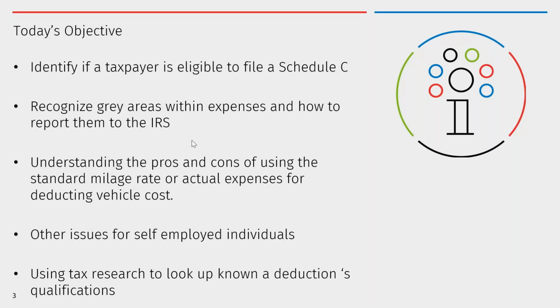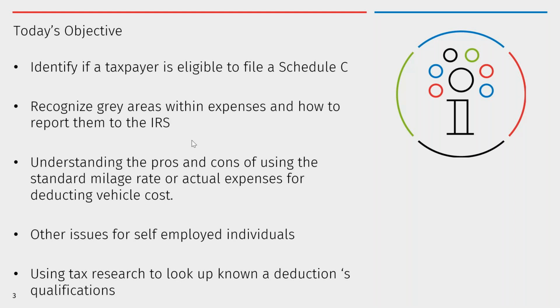After we go and identify if someone's eligible for the Schedule C, we're going to talk about some gray areas within the expenses section and how to report those to the IRS. And specifically what I mean by gray areas is, if you're going through a return and let's say you're inputting wages, it's not really a gray area, right? It's listed directly on the form. Here are the wages for this person. I type it into our software and it's doing the calculations for us.